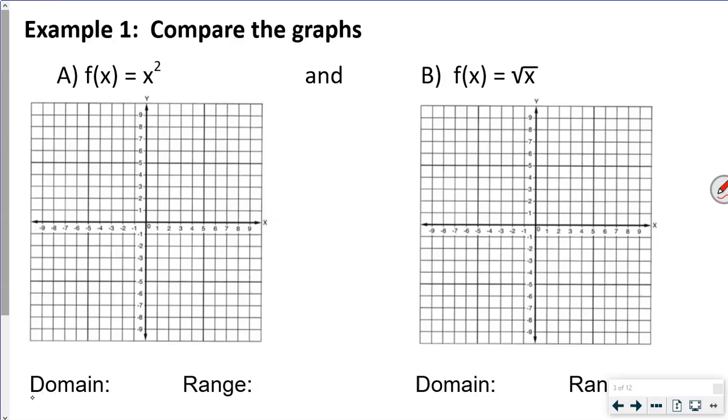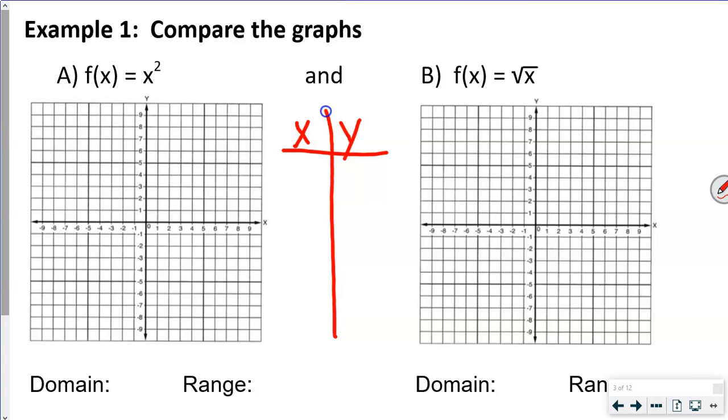So in example 1, we're going to compare these graphs of f of x equals x squared and f of x equals the square root of x. So to do that, we're going to go ahead and graph these. So we're going to make a table of x and y values so we can figure out what this graph looks like. So I want to talk to y'all about if I square a number, if I square a negative number, it becomes positive, right?